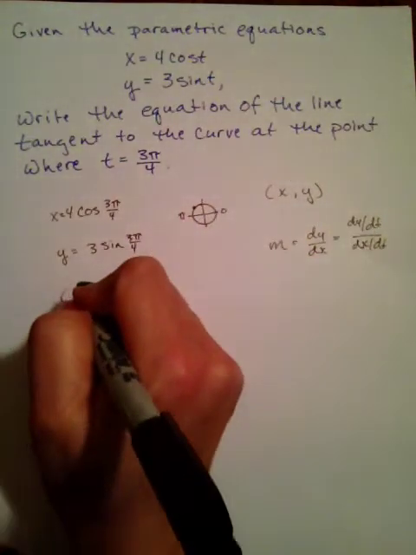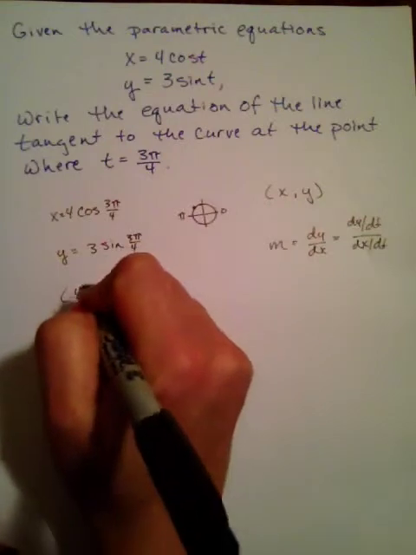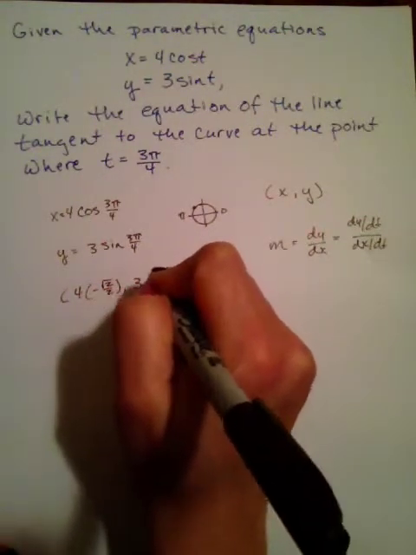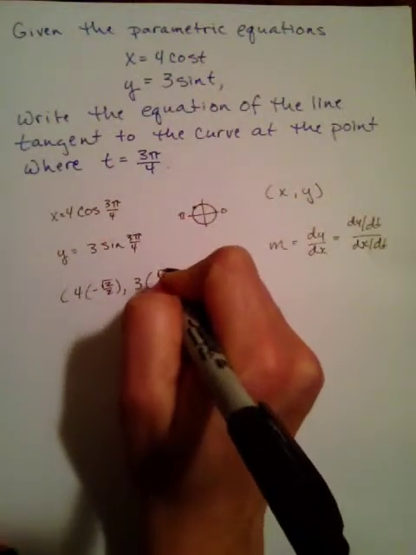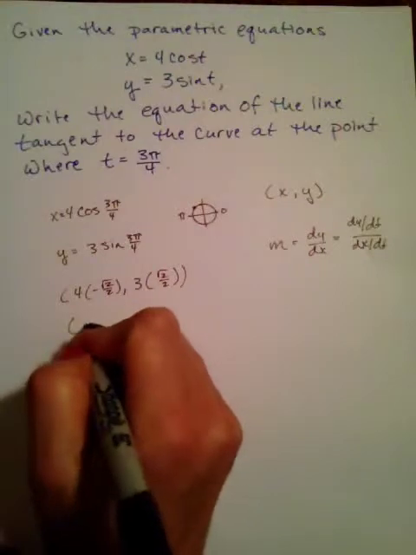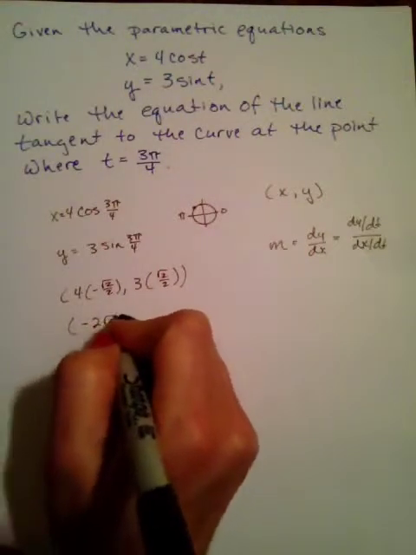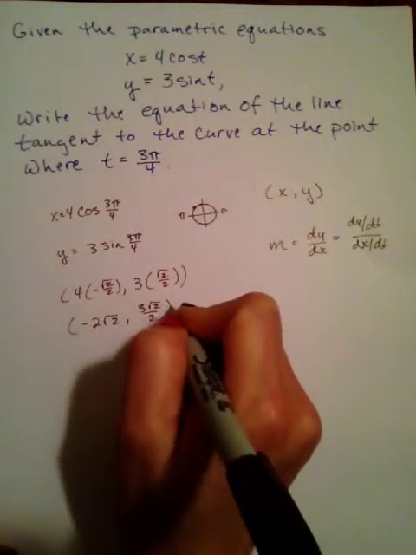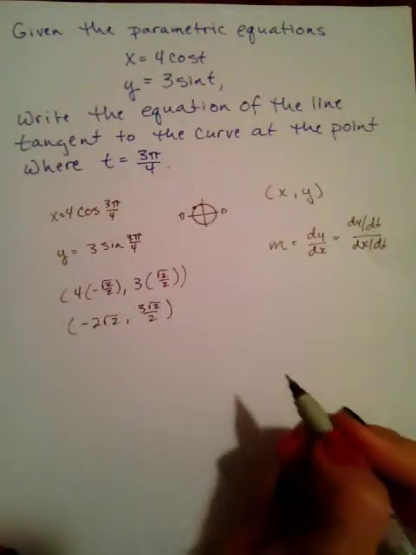So for my point I would have 4 times a negative square root of 2 over 2, comma 3 times a positive square root of 2 over 2. So my point is actually negative 2 square root of 2, comma 3 square root of 2 divided by 2. This is our xy point.